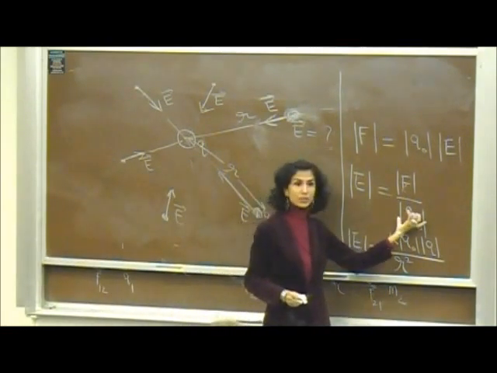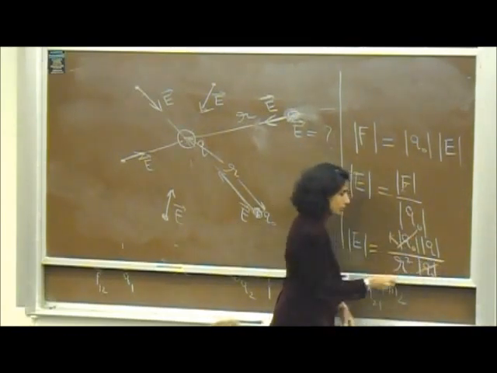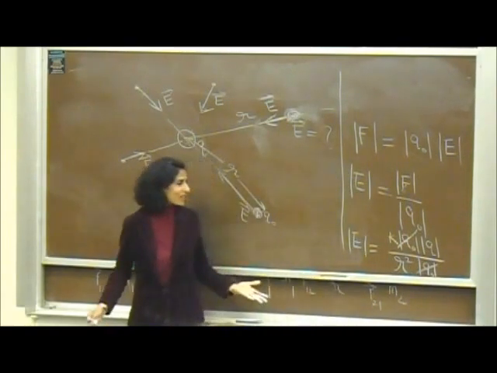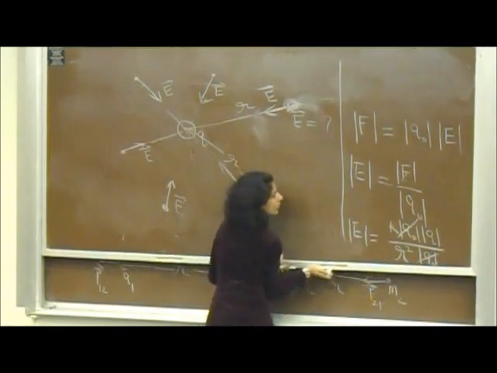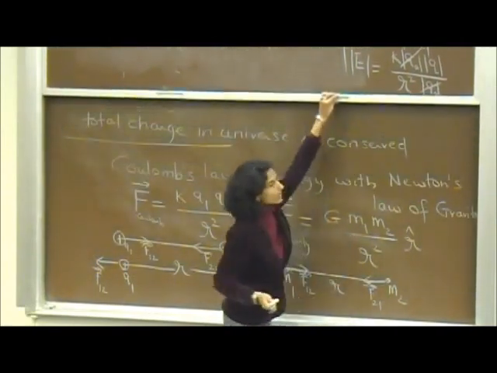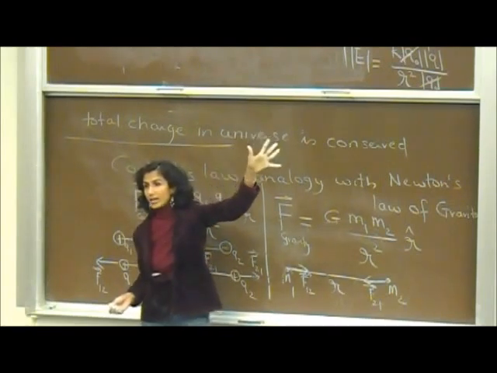Now we have to divide this by Q0. Let's divide this by Q0. Notice Q0 and Q0 get cancelled. What we are left with is that the magnitude of the electric field due to a point charge is kQ divided by R squared.